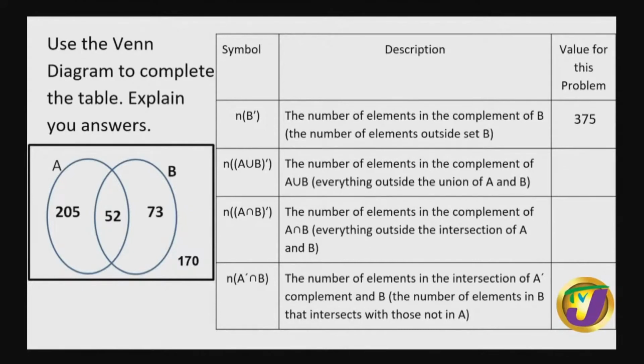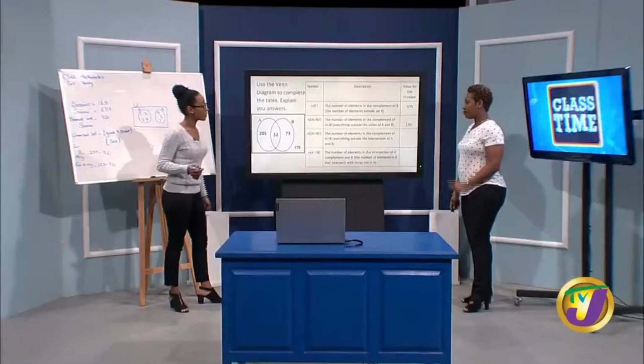All right, the next one. What is the number of elements in the complement of A union B? You want us to find the union first, and then everything outside of the union of A and B. So A is 205, plus 52, and all of that. Everything outside of it is 170.